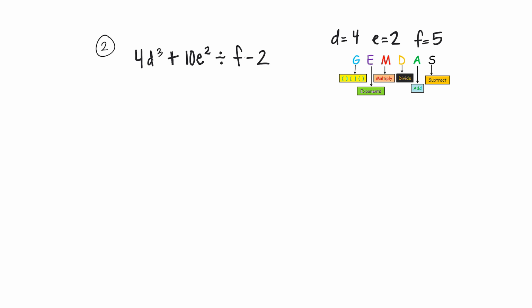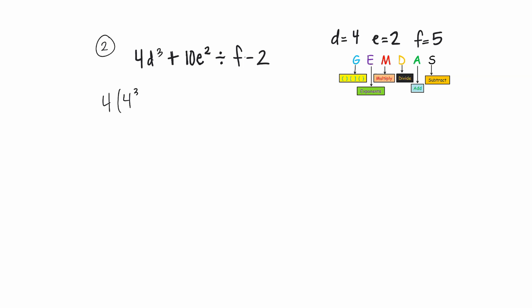Now, looking at our second problem here, this one is with order of operations, and we're going to do some exponents here. So we have an algebraic expression and some values that we're going to substitute in. So anywhere I see a D, I'll put a 4, E is 2, and F is 5, and then we'll solve using order of operations.